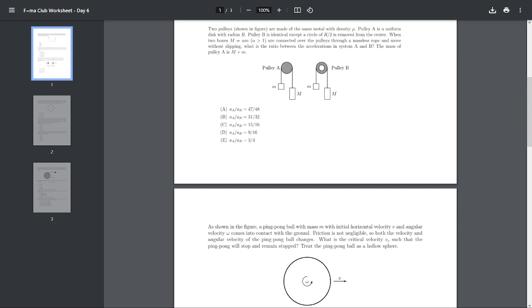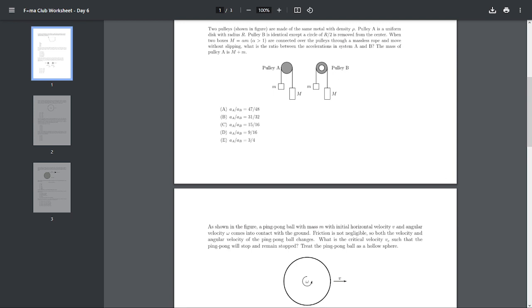So, looking at this, let me just clear that out. Two pulleys are made with the same metal with density rho. That probably doesn't matter. Pulley A is a uniform disc with radius r. Pulley B is identical except for a circle of r/2 removed from the center, and I'm assuming that's a radius of r/2. When two boxes are connected over the pulleys through a massless rope and move without slipping, what is the ratio between the accelerations in system A and B?